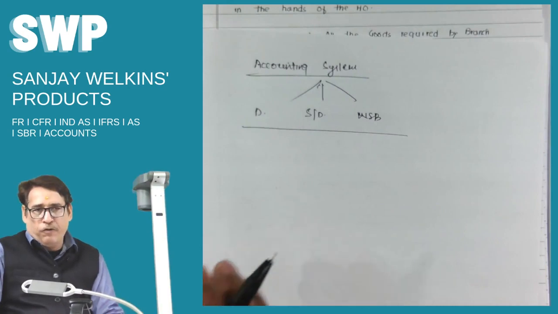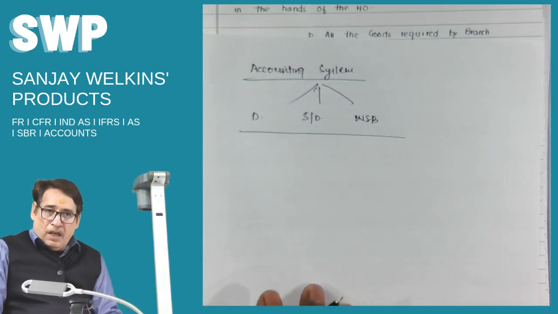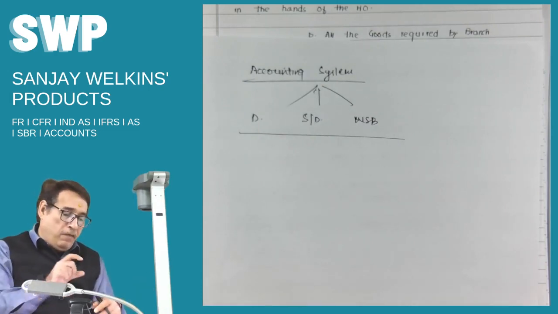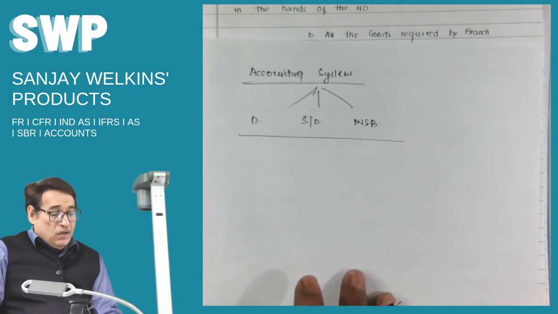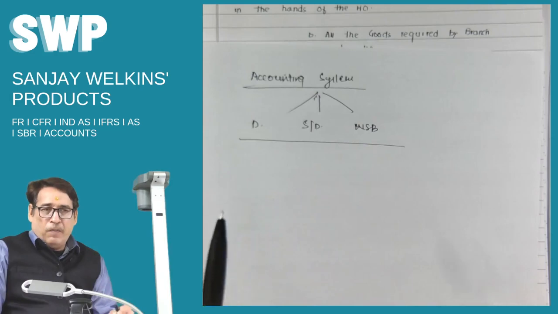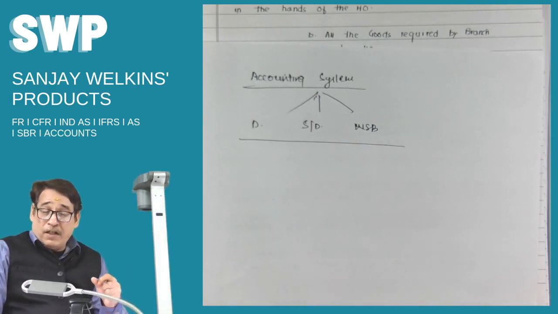Ultimate target, of course, is to know how much profit or loss is being earned by the branch. And for the same, the accountants have framed three or four systems, you may call it. Debtors system, stock and debtors system, wholesale branch system, correct? So, the point here is why we need so many accounting systems.